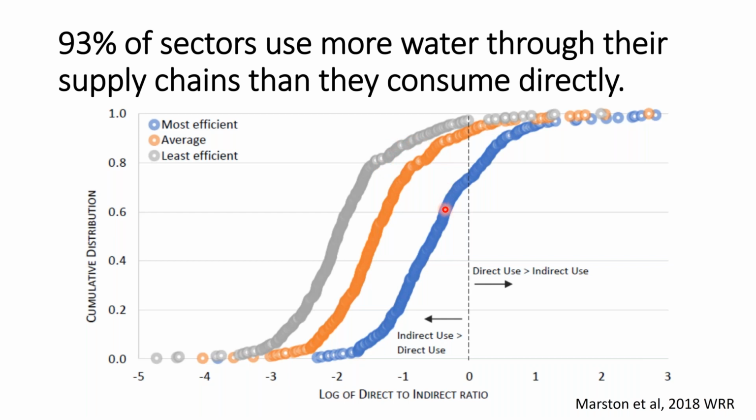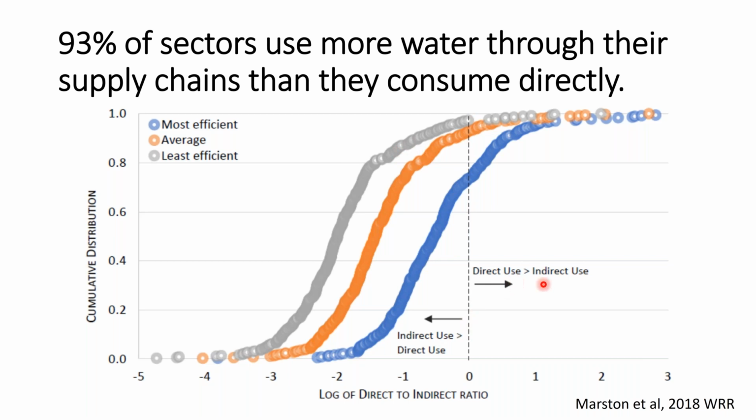Whereas if you source, or see, this is backwards. The blue is your most efficient, and the gray is your least efficient. In which case, roughly 99% of industries would then use more water indirectly back through their supply chains than they use directly. I should have said this sooner, but this black dotted line signifies where your direct use is going to be.